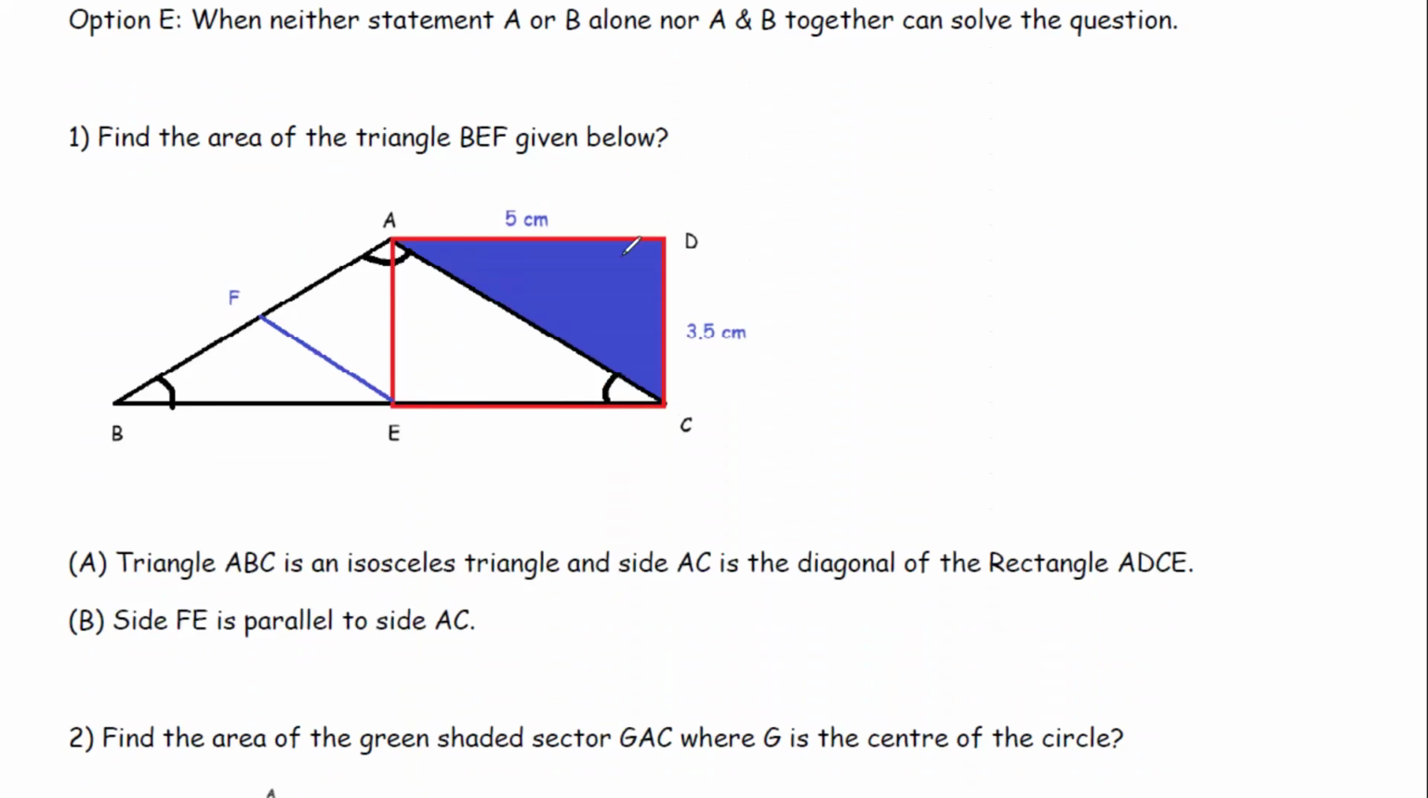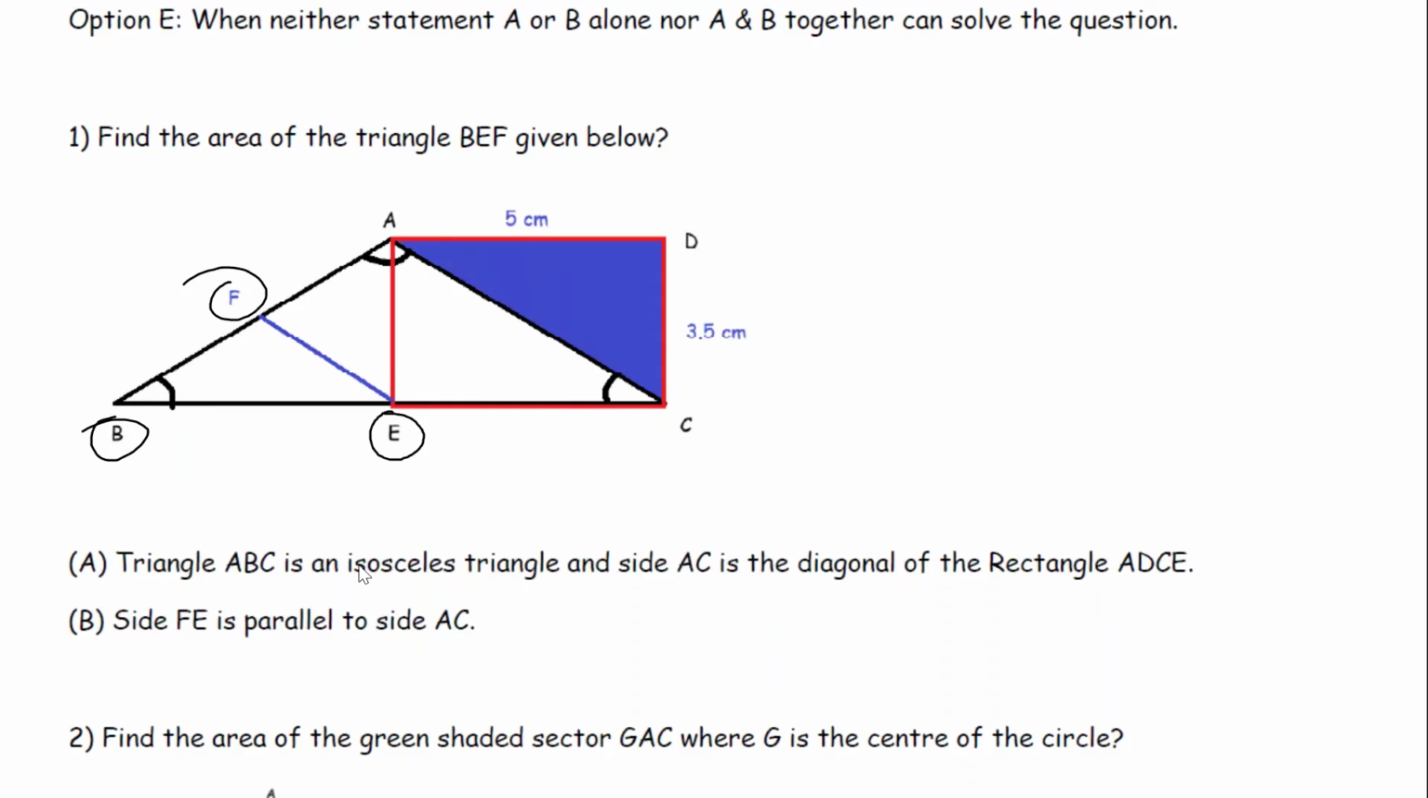Let's begin. Find the area of the triangle BEF. That's this one, BEF, this triangle. Now, what is given to us is 5 centimeters length of AD, 3.5 centimeters length of DC. So that's the information we have.